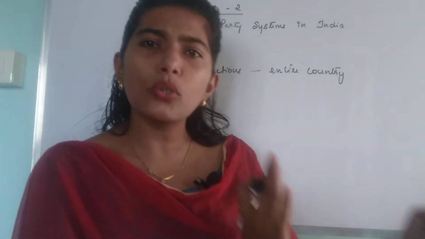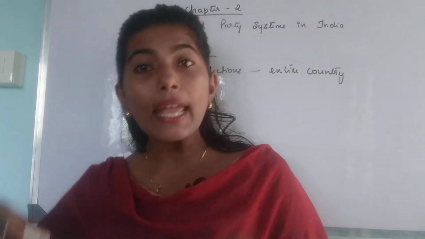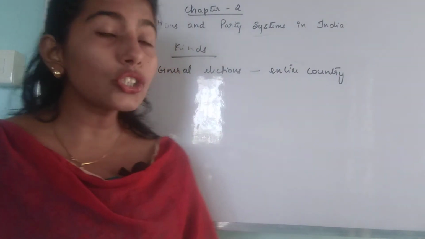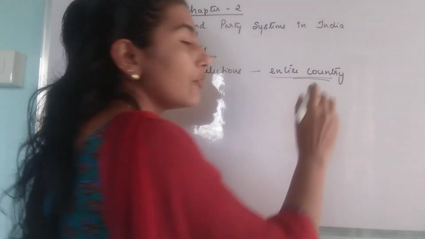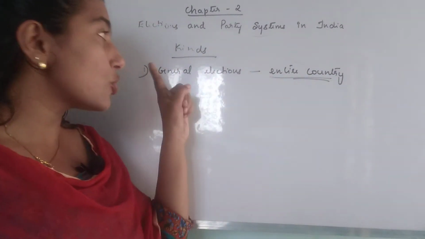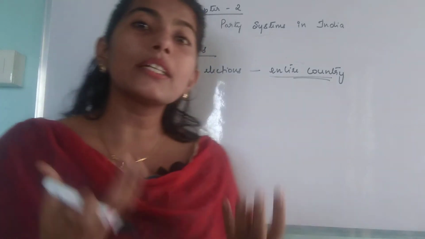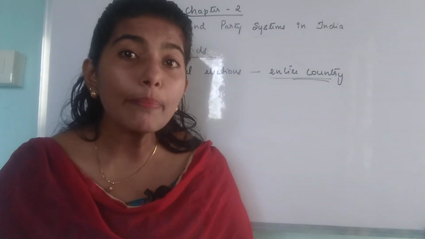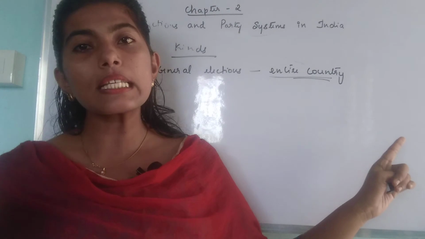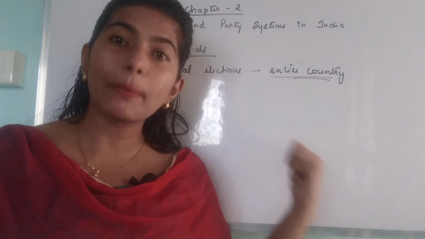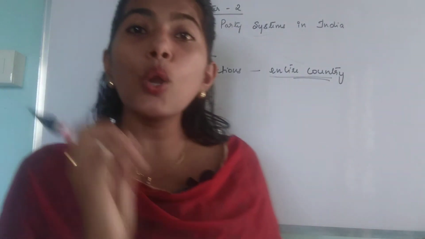It is not for one particular place. This election is not for one particular area, or for one particular constituency. The election which is conducted for the entire country, in general, everyone has to go for this election. That is known as general election. That's the term used here, general, means everyone. So when a general election takes place, the entire people of India go for election, because this election is for the entire country.